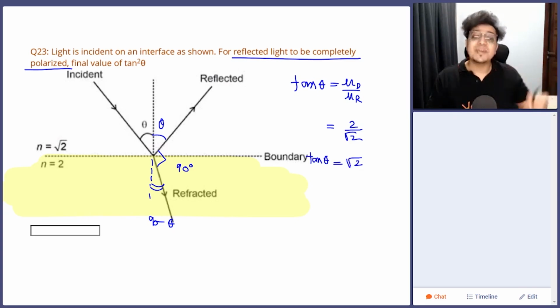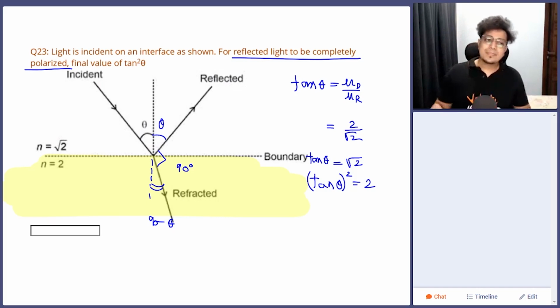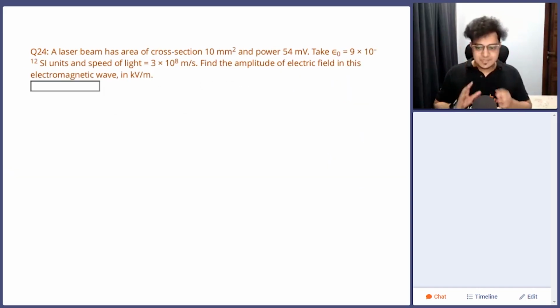But we want tan theta square. So done. If you square on both sides, then tan theta square will be equal to 2. Easy. The diagram is not a proper true scale diagram, so just be careful with that.